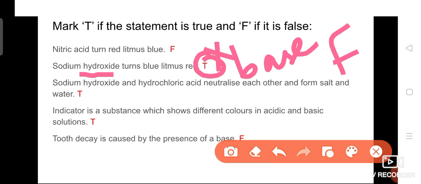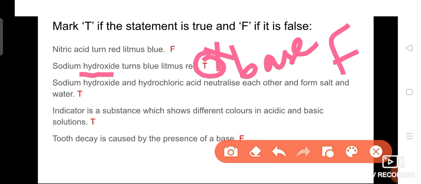Third one, sodium hydroxide and hydrochloric acid neutralize each other and form salt and water. Now, this is true because sodium hydroxide is a base and hydrochloric acid is an acid. When base and acid react with each other, their activity will be neutralized. During this neutralization reaction, salt and water will be formed. So the given statement is true. Fourth one, an indicator is a substance which shows different colors in acidic and basic solution. Yes, true. An indicator is a color changing substance and it shows different color changes when it reacts with acid and base.